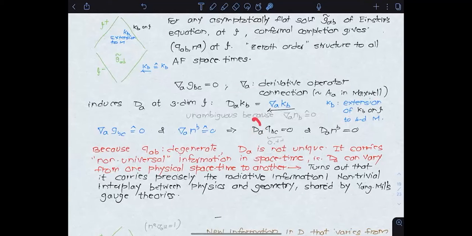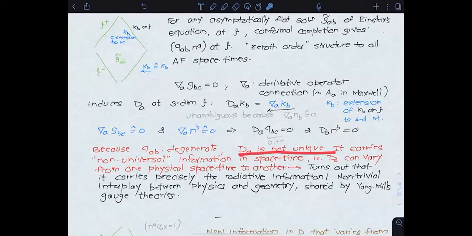Well, here this D is not unique because this is not a metric. It's not a non-degenerate metric. It is degenerate along this direction up here. If it were a non-degenerate metric, then D would be unique and we would be finished. But it is not the case. So there are many Ds which will actually kill Q and will also kill N up here.